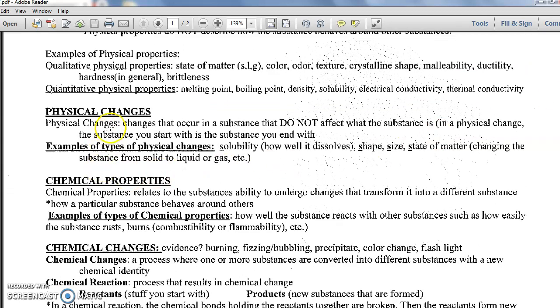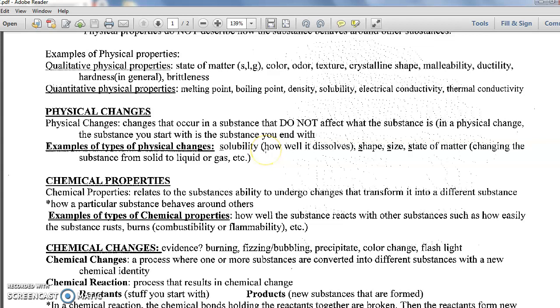Physical changes are changes that occur in a substance without changing what the substance is. A physical change is when you're looking at something that's changed physically, what you started with is the same thing as what you ended with. Physical changes are often remembered by the letter S. Solubility is a physical change.